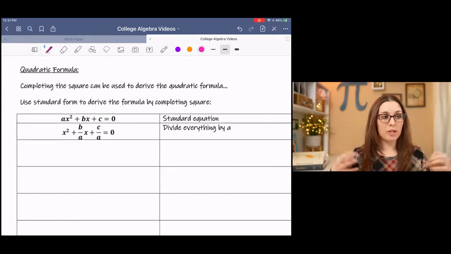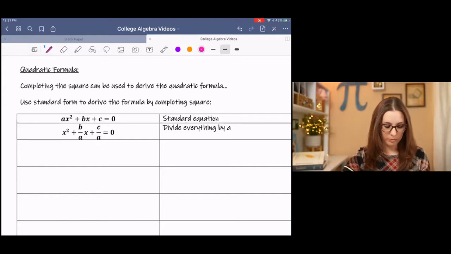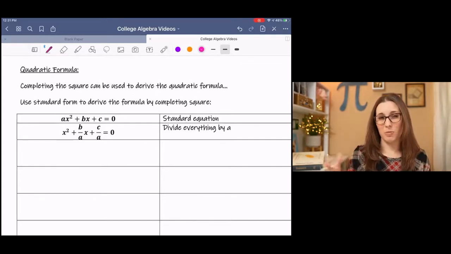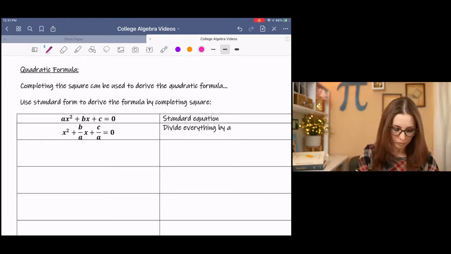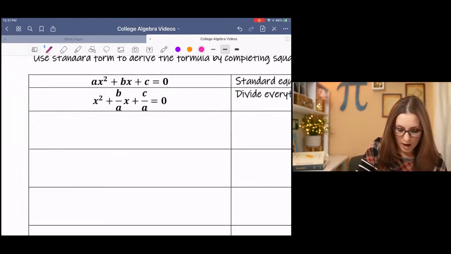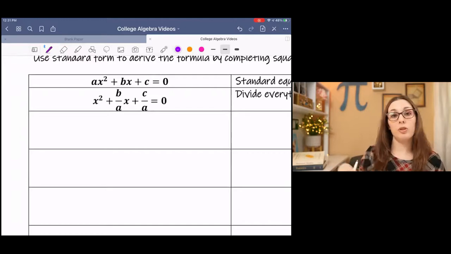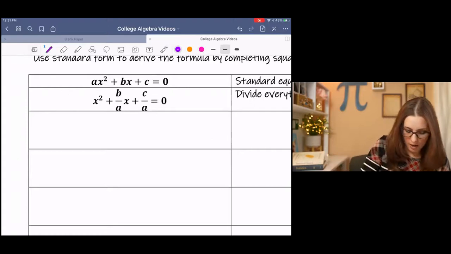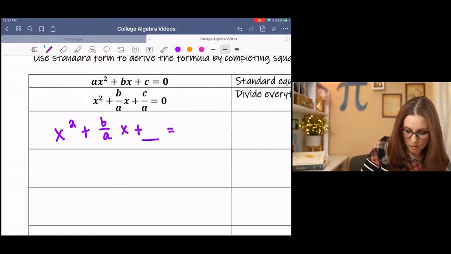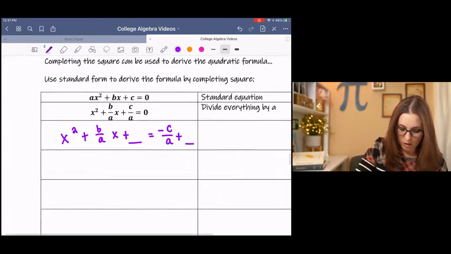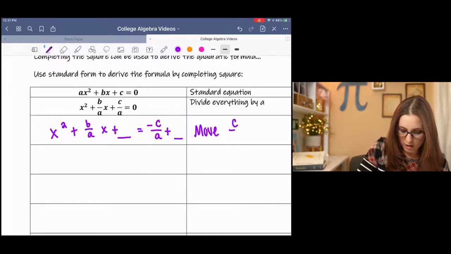So now we have this new equation where we've divided everything by a, and now I'm just going to follow the same exact steps from completing the square, which means that I am going to have to move the c value over. In this case, it's not c, it's c over a, but that's okay. So I've got this. I need to find a new c value, and I'm moving my old c value over. So this is move c over a.